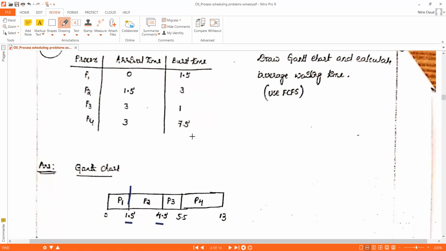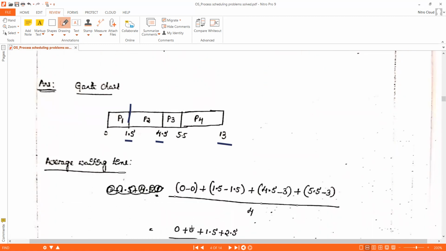Process 4's burst time is 7.5 milliseconds. Okay, process 4 will start executing at 5.5 milliseconds. Okay, and it will be executed for 7.5 milliseconds. 5.5 plus 7.5, it is 13 milliseconds. At 13 milliseconds clock time, P4 will complete its execution by the CPU. Understood this? Like this, we need to draw the Gantt chart.